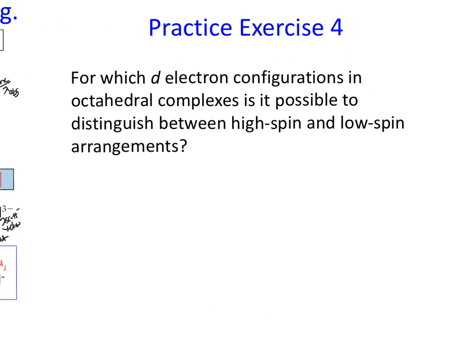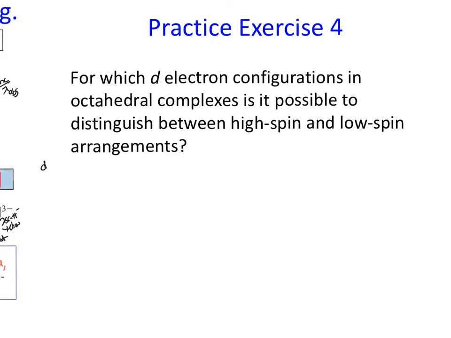So let's look at practice exercise 4. For which d electron configurations in octahedral complexes is it possible to distinguish between high spin and low spin arrangements? What I'm going to do is set this problem up for you and go over a couple of the configurations. I'll have you do the rest on your own, and I will have the answers posted on Canvas. To get started, let's consider D1.